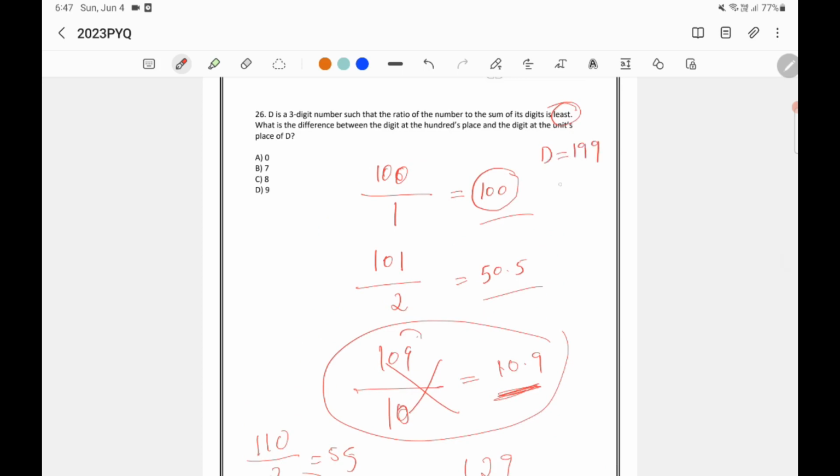So the answer is 9 minus 1. The difference between the digit at the 100th place and at the unit place, 9 minus 1 is equal to 8. This is actually a very difficult question. It's very difficult to understand which is the least, because you have to try so many possibilities. But if you have the time, you can solve it by taking different numbers as I have taken here.